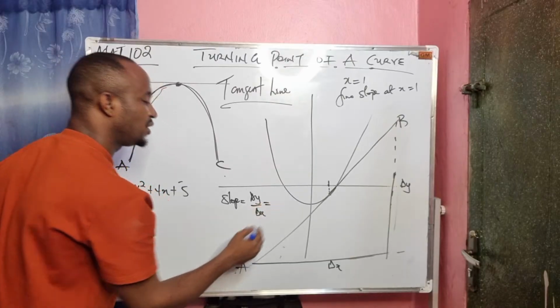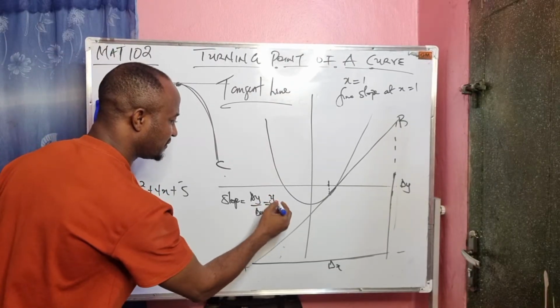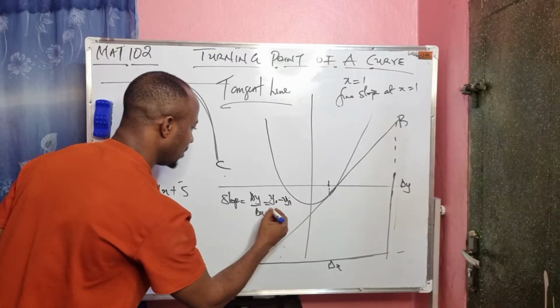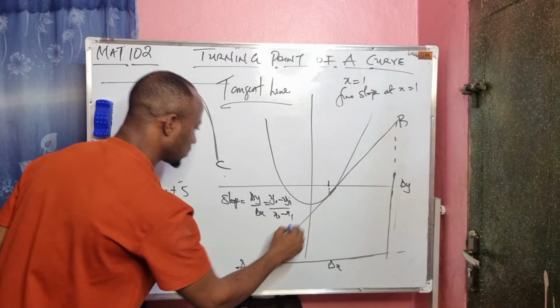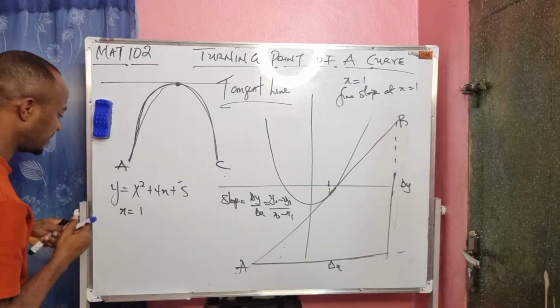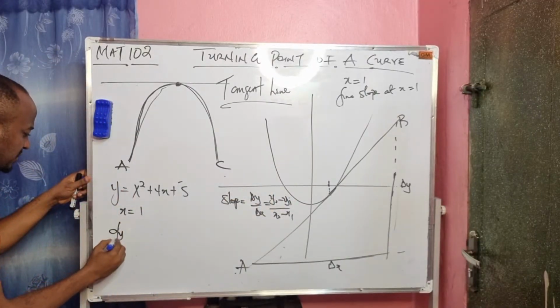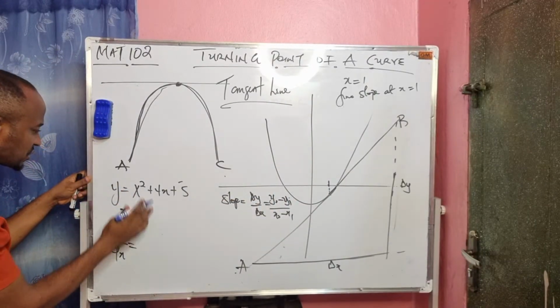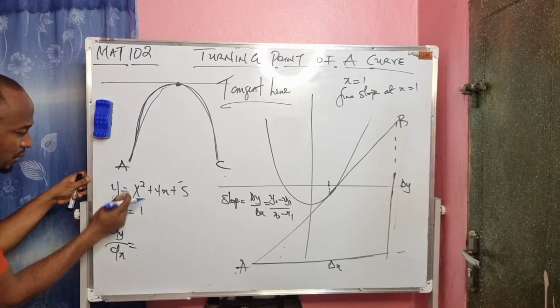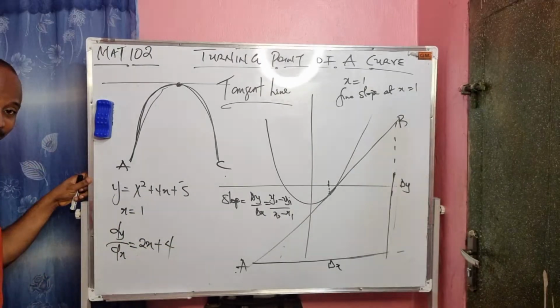Most of the time, we don't have enough time to start looking for y2 minus y1 over x2 minus x1. What we do most of the time is just to differentiate this. Once you differentiate this, that will give you the slope of that curve. Meaning, here becomes the y, and the x equals what? Using the power rule, here we have 2x plus 4.